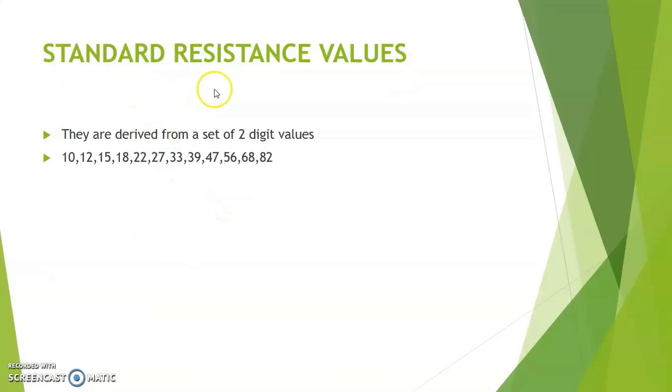Next we come over to standard resistance values. Standard resistance value means only these values and the multiples of these values are available as resistors in practice. Other values of resistors are not available. For example, a resistor having the value 15K is available, which is a multiple of 15. So 15,000 is available, but you cannot have a resistor of 14K. So if you require 14K, you can only choose a 15K resistance and place it over there.